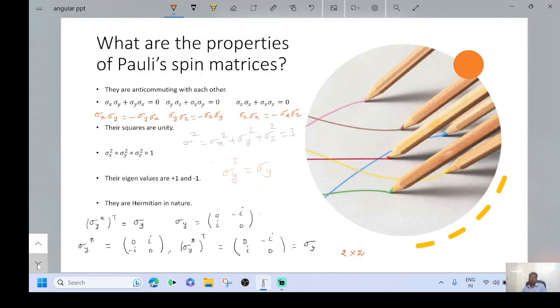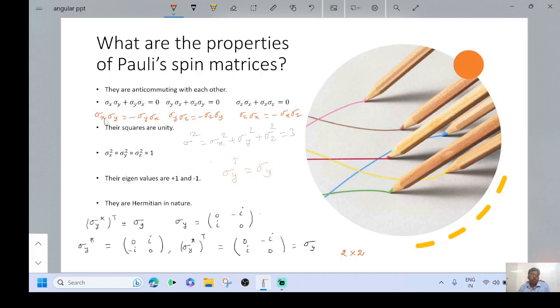What are the properties of Pauli spin matrices? They are 2 by 2 in dimension. They are anti-commuting in nature, because sigma x sigma y equals minus sigma y sigma x. Therefore, sigma x sigma y plus sigma y sigma x equals 0. The same condition is true for all other cases also.